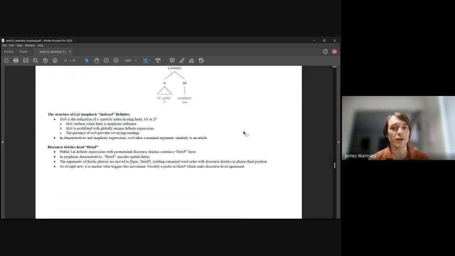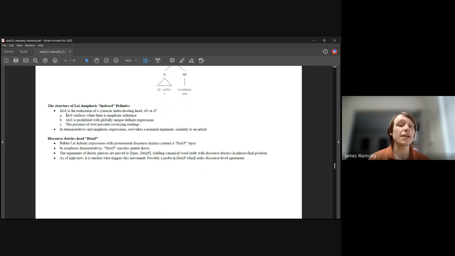Again, moving on to a more interesting category, the anaphoric definites. I'm claiming that ma is a realization of the syntactic index hosting head, index or dx, because ma surfaces when there's anaphoric reference. It's prohibited with globally unique definite expressions, and ma prevents covariant reading. So this is evidence that ma is at least somehow involved in anaphoric definites.